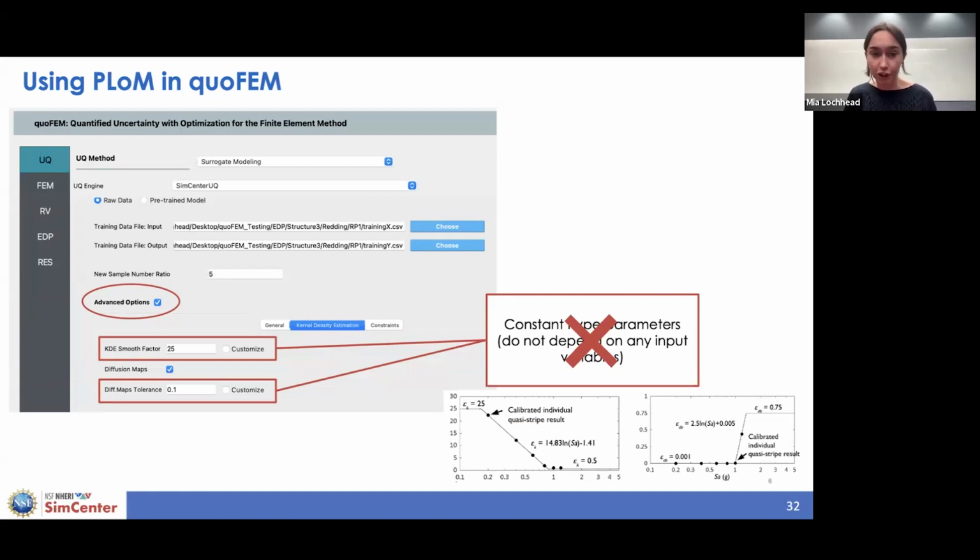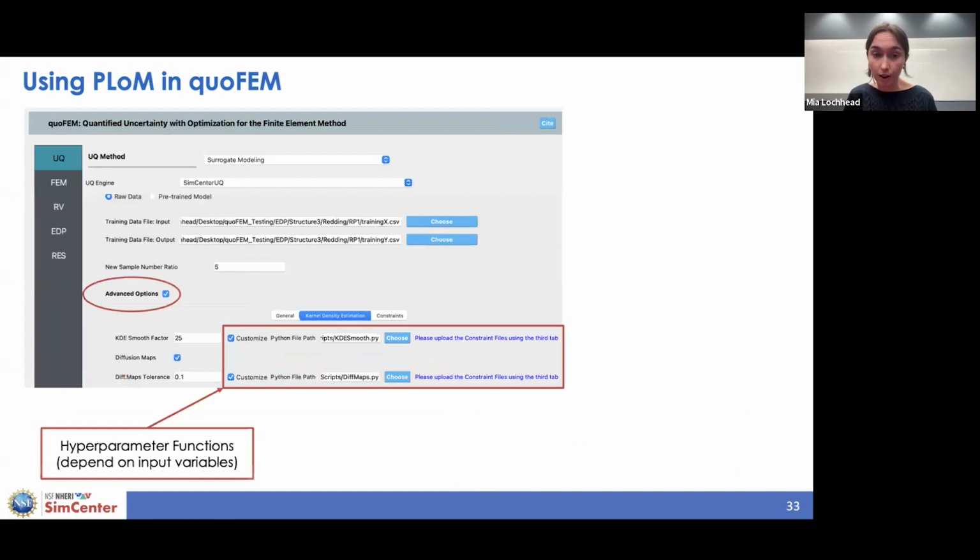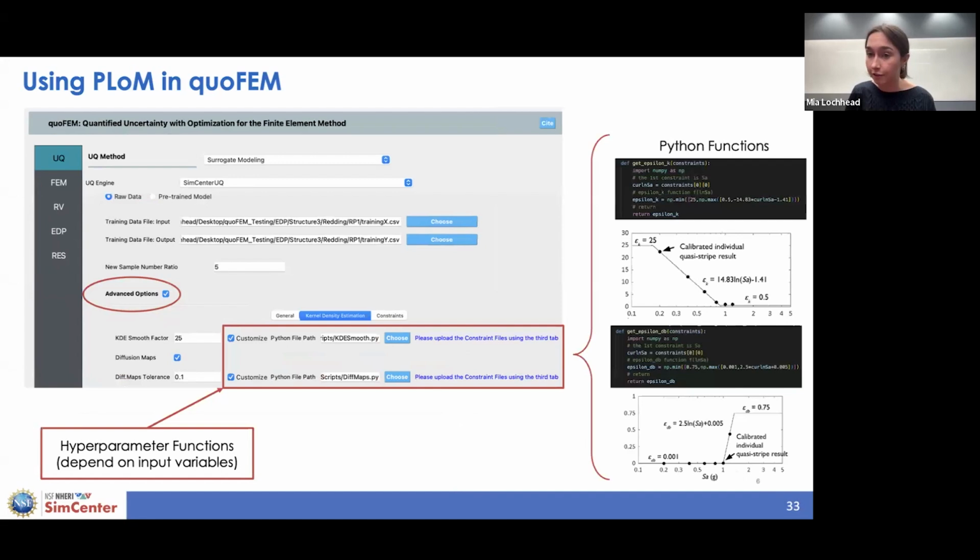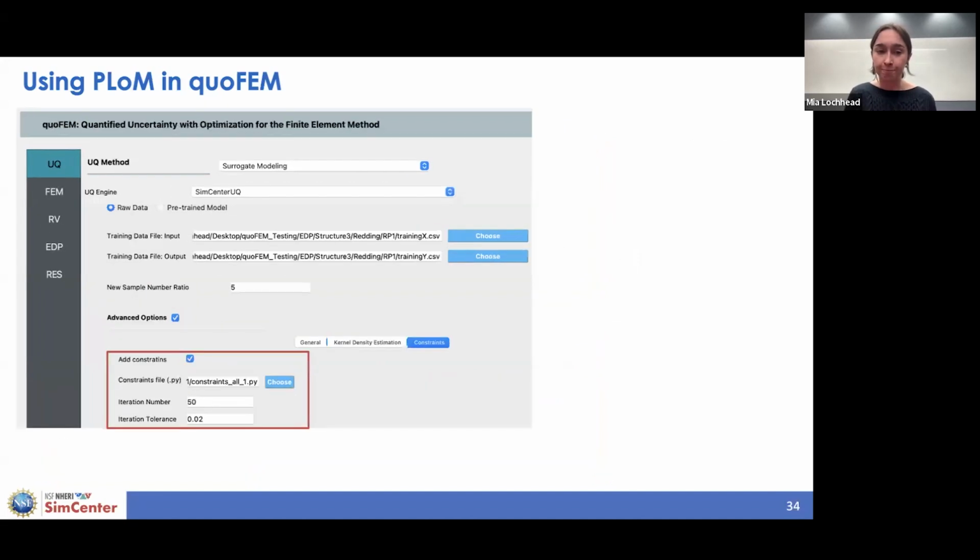There is functionality in quoFEM to use this as well. If you hit this customize checkbox, you can import Python functions that represent the functional form of this mapping from earthquake intensity to hyperparameter. In the context of the bridge, these functions are available, but if you were to bring your own case, you could also import different Python functions if you wanted a different functional form for your hyperparameters. The final step is to add this constraint file.